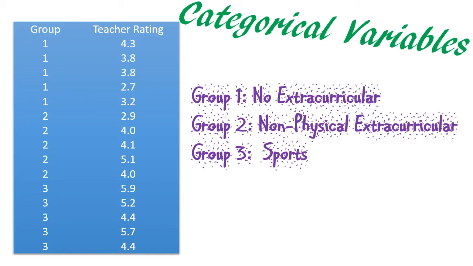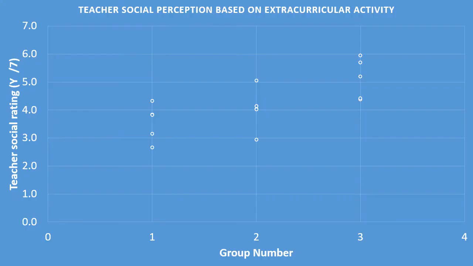Now, in order to understand the concept of one-way ANOVA, we need to plot this and look at the chart of how all this data lines up. Here we have our data plotted, and you'll see that everything's broken out into the three groups. We have the groups 1, 2, and 3 on the bottom, and on the side we have our teacher ratings. Note that the teacher rating goes from 0 to 7, 7 being the highest possible rating on the scale.